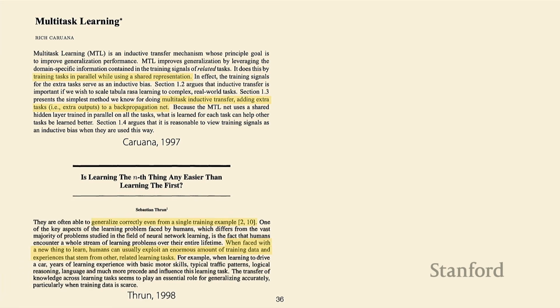You can take a paper from '98 talking about few-shot learning. So the ability to generalize correctly from a single training example. When faced with new things to learn, humans can usually exploit an enormous amount of training data and experiences that stem from other related learning tasks.